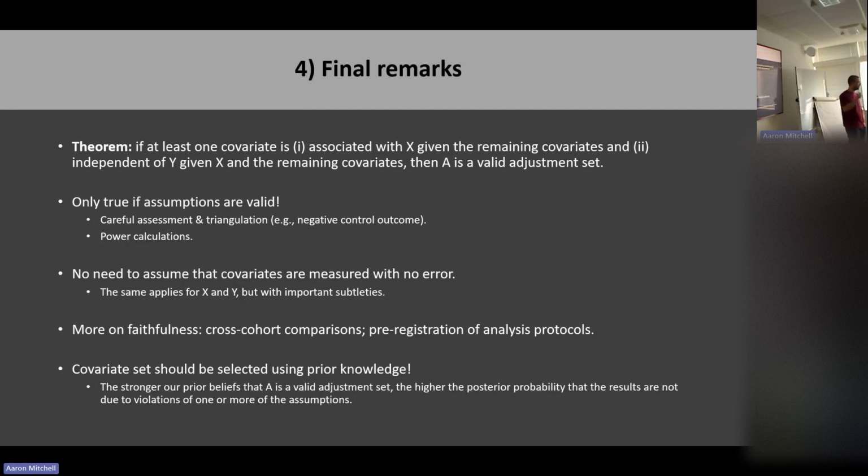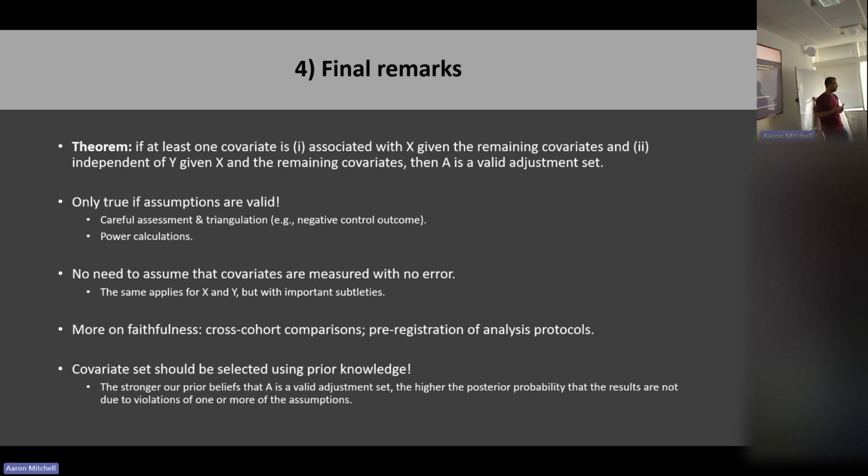And there are two more, but this is the last one in terms of content. So again, what was the theorem? If out of our covariate set we have at least one that satisfies those two conditions, one, associated with the treatment given all other covariates, and two, independent of the outcome given X and the remaining covariates, then A is a valid adjustment set. So it's a very simple idea in terms of the theorem itself, but I hope that I was able to express to you the importance of the assumptions.